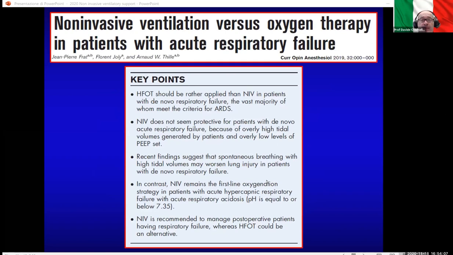This was just released 1 year ago regarding the use of non-invasive ventilation in patients with acute respiratory failure. And again, non-invasive ventilation seems not protective for patients with acute respiratory failure. And what we have to look at, every time we apply non-invasive ventilation, is the tidal volume, because high tidal volume can increase the patient's self-inflicted lung injury.